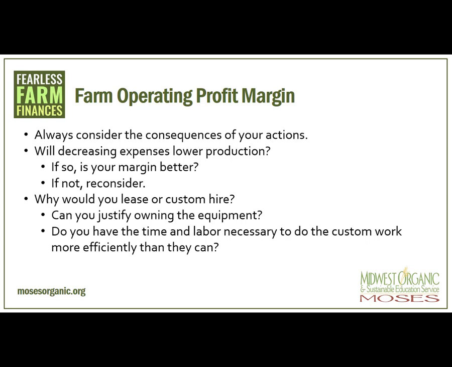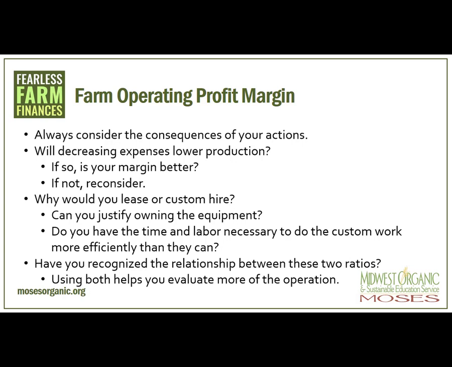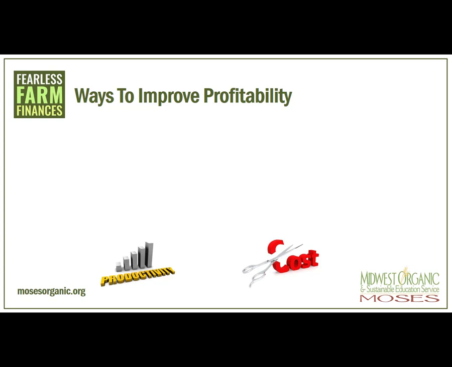Many times I watch people get caught up in trying to improve their weaknesses when in reality for their business they should expand upon their strengths and probably find someone else to overcome their weaknesses. Because if you just flat out aren't good at it, it's a struggle. So have you recognized the relationship between these two ratios? So using both of these helps you evaluate more of the operation. There's a little bit of zig and zag in these two.